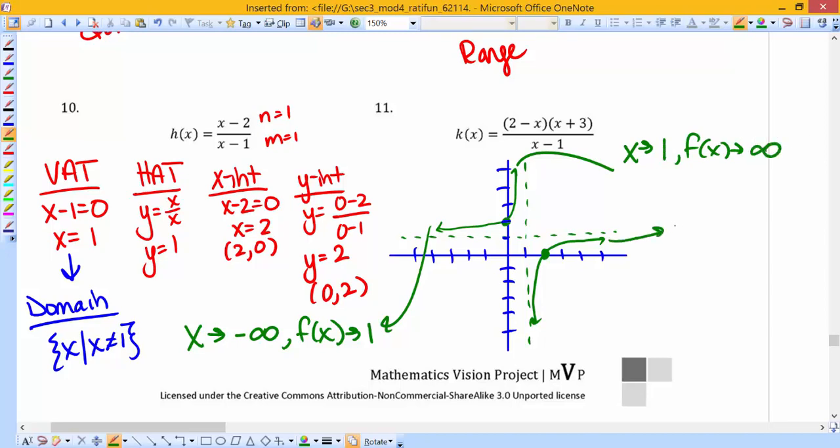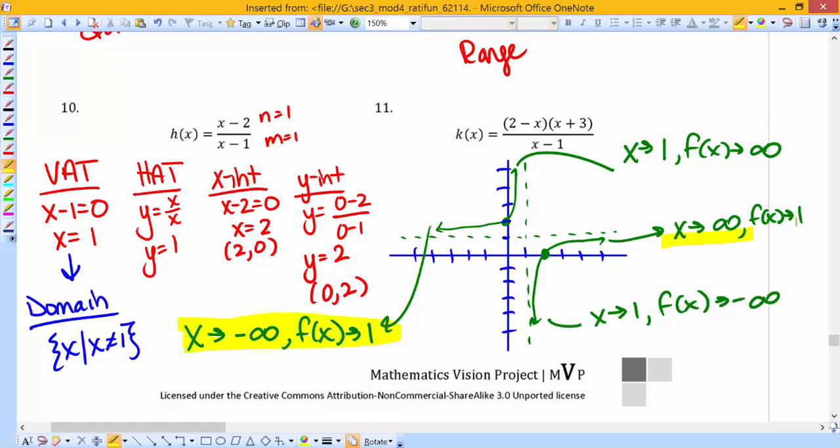This arrow, that's x going to infinity. And f of x is approaching the asymptote, so 1. And this arrow, as x is approaching another asymptote, 1. F of x, since that arrow goes down, it's approaching negative infinity. So you have a lot of different end behaviors there. The two that matter the most are as x approaches negative infinity and x approaches infinity. Those are the two main end behaviors that you do need to make sure you're writing.